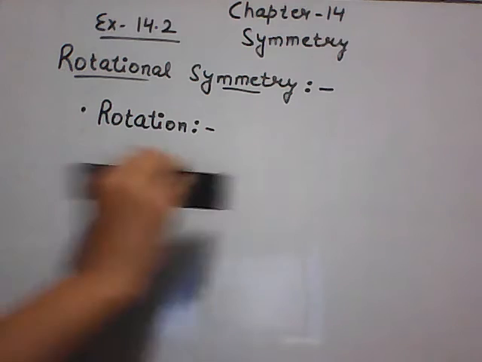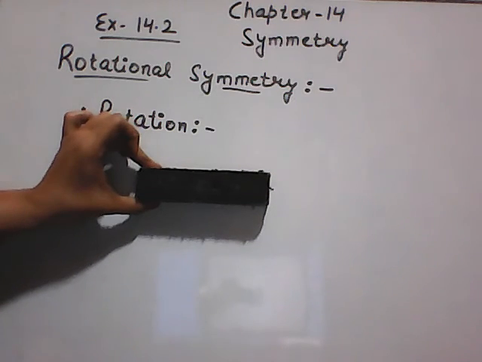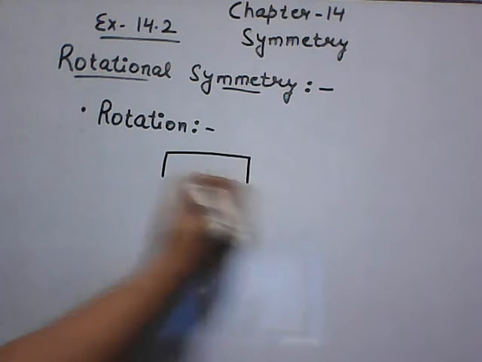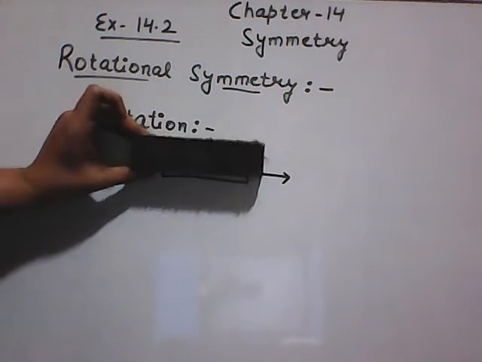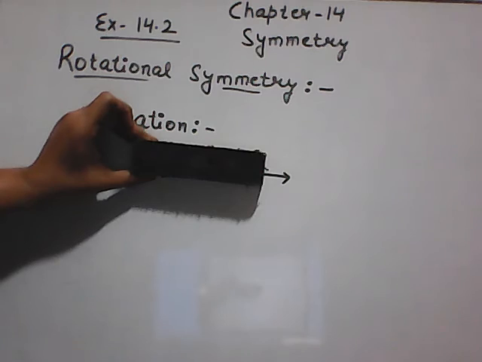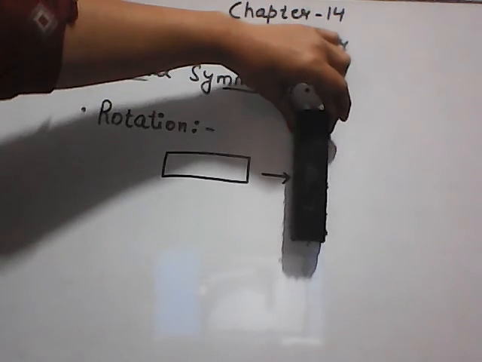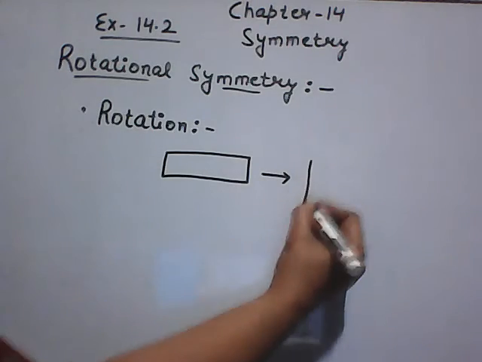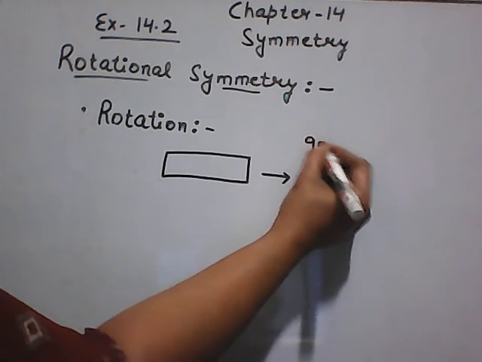Suppose we are taking an object such as a duster. It is rectangular in shape and its position is just like that, a rectangle. When we rotate this object through a 90-degree angle, its position will be in this way. Here we rotate through a 90-degree angle.